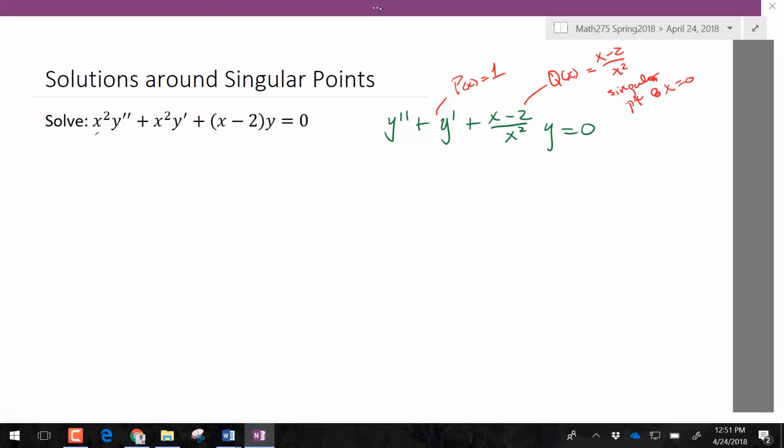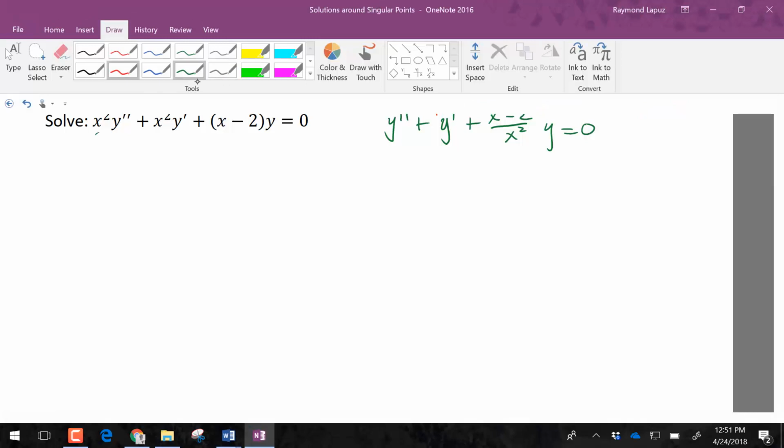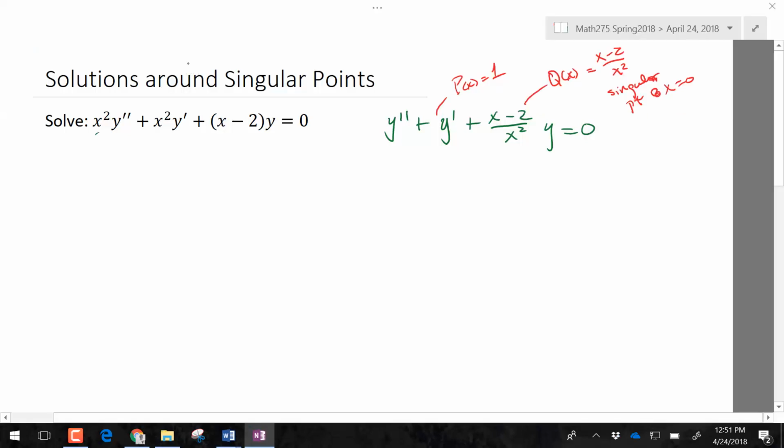So we want to see if this is a regular singular point. Well, the P of x we don't need to worry about, but we might need it later on. So little p of x is x times capital P of x, which is just going to be x. And this will be more important for us when we try to find the roots for the indicial equation. So we might as well do the work.